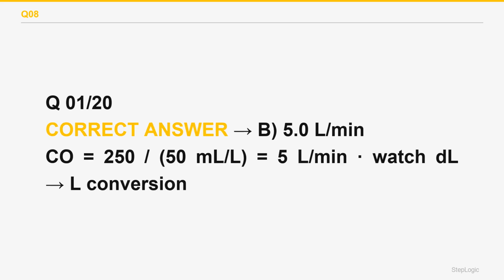Correct answer is B. The Fick principle is conceptually simple. The amount of oxygen the body consumes must equal the amount delivered by the blood, which is cardiac output times how much oxygen each unit of blood drops off. The classic trap is the unit conversion. Content is given per deciliter, output is per liter, so multiply by 10. The answer is a normal cardiac output of 5 liters per minute.